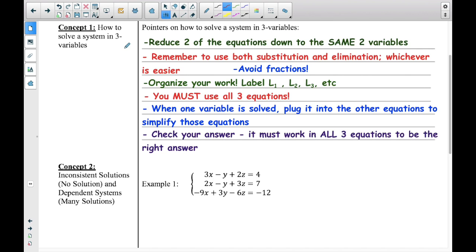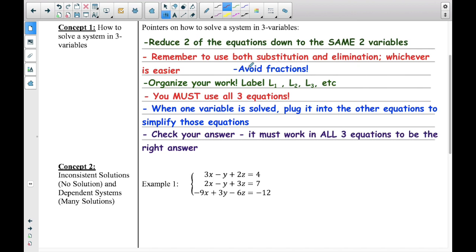Another thing is, remember to use both substitution and elimination, whichever one is easier for the situation. Some people get so stuck on they only want to use substitution or they only want to use elimination. But the problem is that makes more work for yourself, and the more work you do, the more liable you are to make some mistakes. So in order to make it easier for yourself and make fewer mistakes, use substitution when it works best and use elimination when it works best.